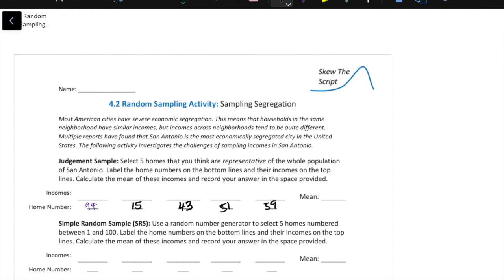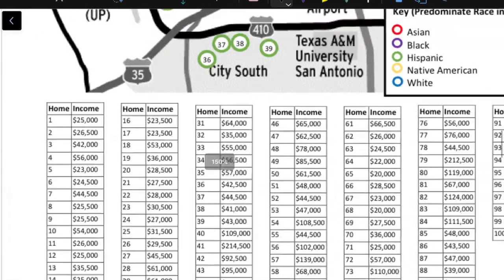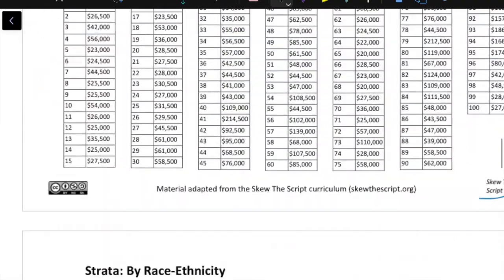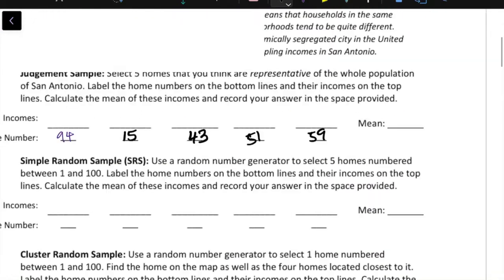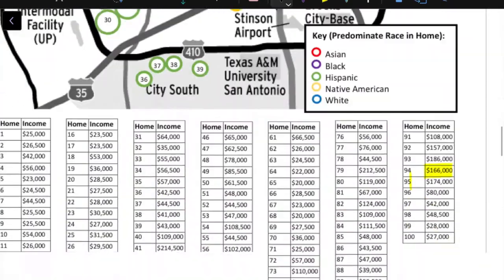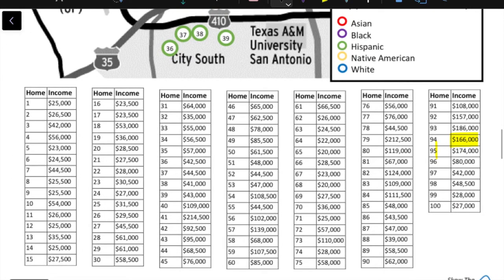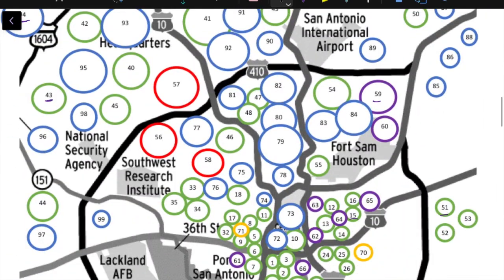Now I'm going to look at what these incomes are. I'm going to use this list down here to tell me what the incomes are. Starting with 94, the income of household 94 is 166,000. Let's look at household 15. They are at 27,500. It's a pretty big difference if you look at it, right?